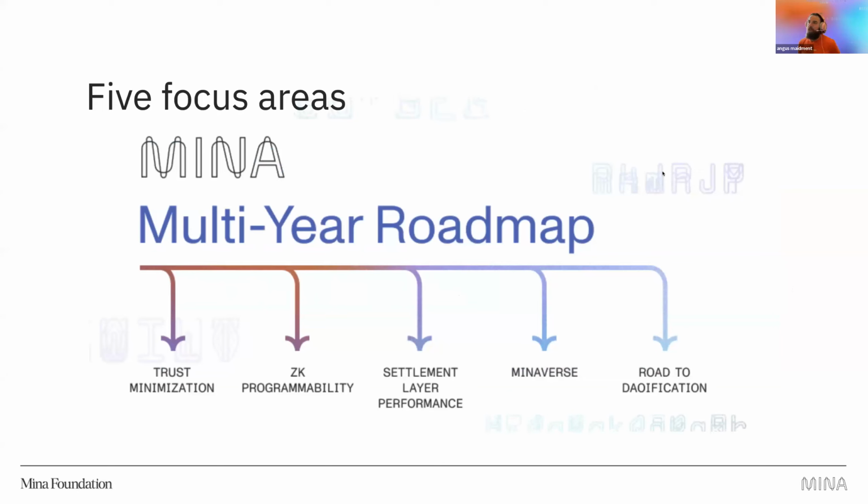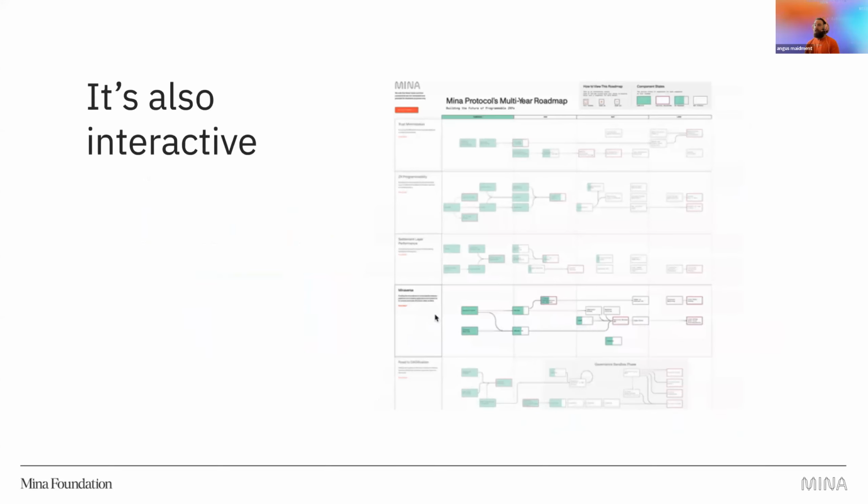The roadmap is available on the website. It's split into 5 key focus areas, including ZK programmability, settlement layer performance, the road to DAOification, trust minimization, and the Minaverse. So if you want to find out more about those things, you can look on the roadmap. I think it will be linked on a QR code, which I'm going to give you shortly as well. And the cool thing about the roadmap is it's actually interactive as well. So you can click on these areas, find out what the things on the roadmap are that we're going to be working on, and find out what kind of progress we've made so far, and what progress we're making at the moment.